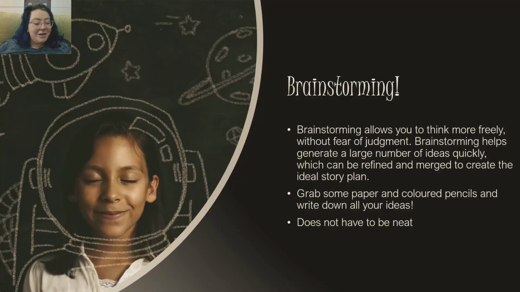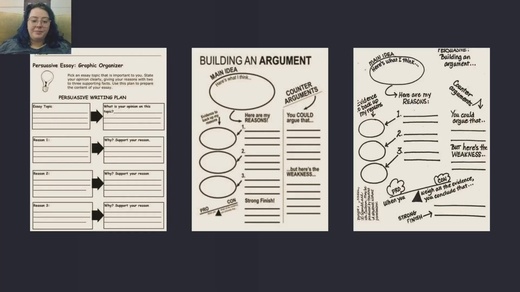Okay, so the very first thing that you're going to do as soon as you start your persuasive essay is brainstorming. Brainstorming allows you to think more freely without fear of judgment. Brainstorming helps generate a large number of ideas quickly, which can be refined and merged to create the ideal story plan. Grab some paper and colored pencils and write down all your ideas. You do not have to be neat. That is very important. You don't want to waste time trying really hard to be neat. You just want to get all your ideas from your head down onto your paper.